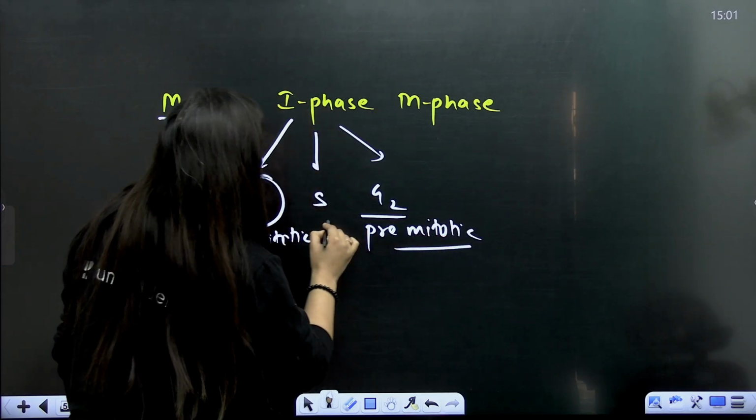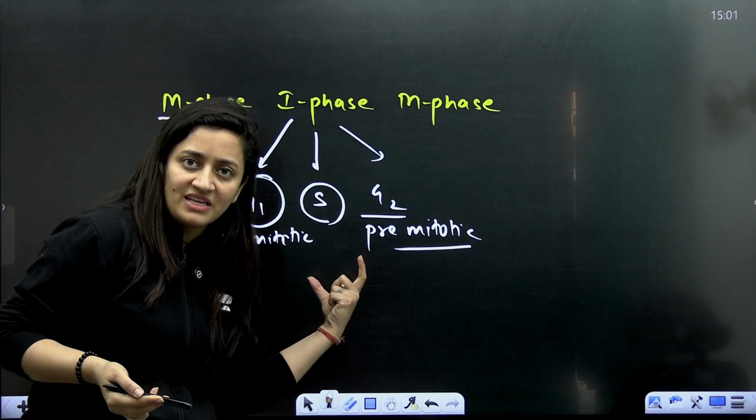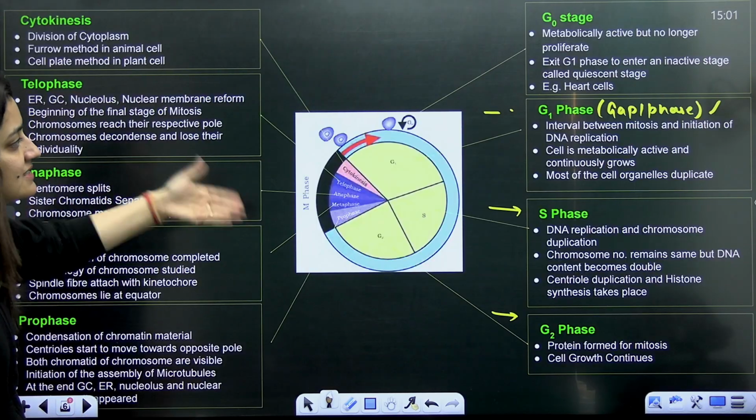Actually it is the S phase where the DNA will duplicate its genome, the number of chromosomes will remain the same, and the centriole duplication will also occur here. So this is as per NCERT. Let's have a quick revision.